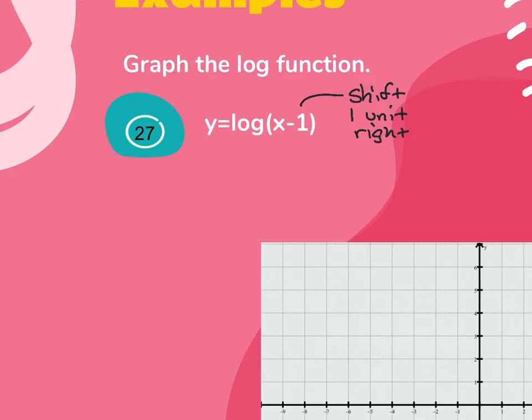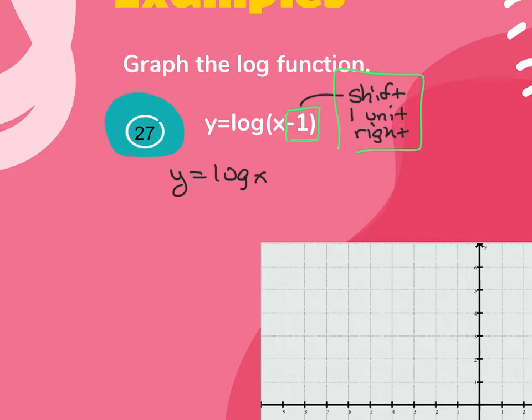Now, in addition to shifting the whole graph, I'm also going to shift my asymptote. So whenever your graph shifts left and right, you also have to move your asymptote. So let's go ahead. The basic function I'm graphing is just y equals log x. I'm going to be doing the -1, which is the shift 1 unit right. So once I get the ordered pairs for y equals log x, then I'm going to shift all of them 1 unit to the right.